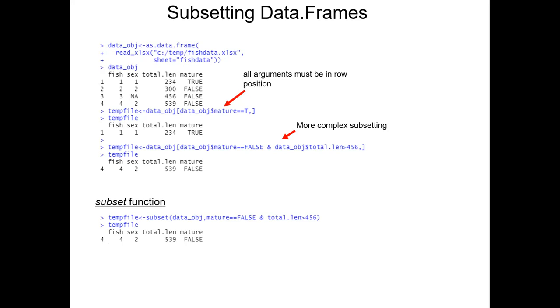And as I mentioned before, the next example just shows you what you can do with more complex subsetting. So in this case, I want all the rows that have maturity equal to false and, using the and sign, any values under total length that are greater than 456. And again, the column position is blank, so you want to keep all columns. And so when you do that, you get one row, which is row 4. And you can see that's what happens.